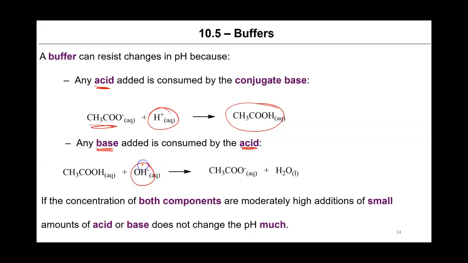Similarly, any base that we might add will be consumed by the acid that is present. So here we're adding some hydroxide, that's from our base, and that's going to get consumed by our weak acid, which is acetic acid in this case, forming the acetate anion and water. So as long as our conjugate base and acid concentrations are fairly high, then when we add small amounts of acid or base, the pH doesn't change.